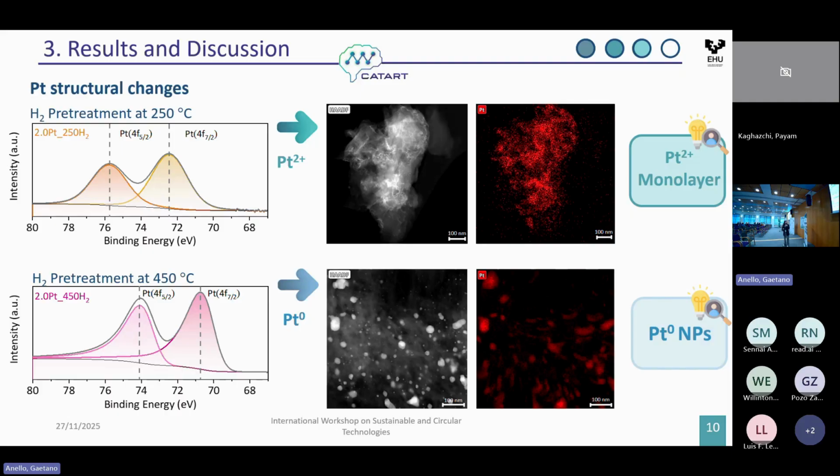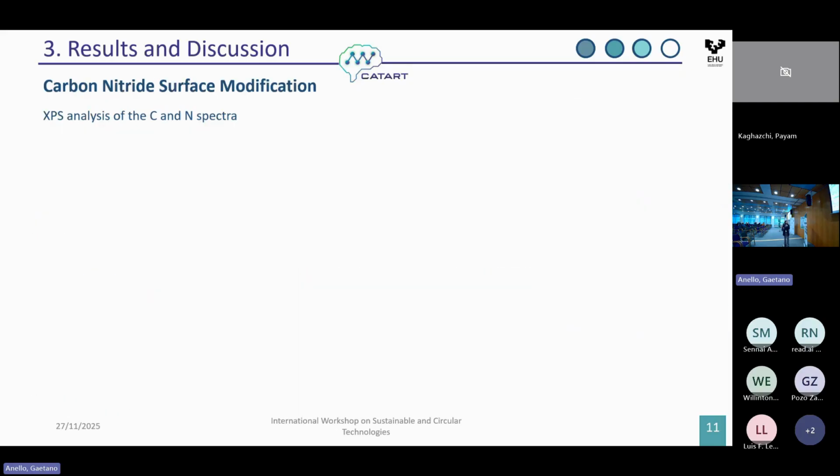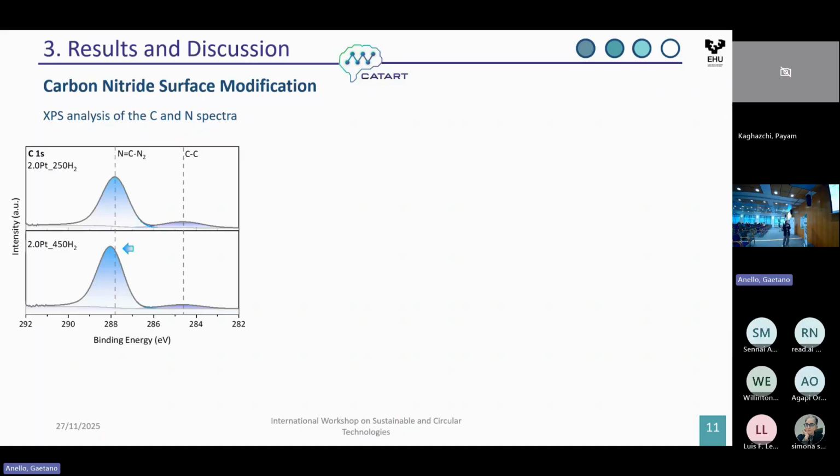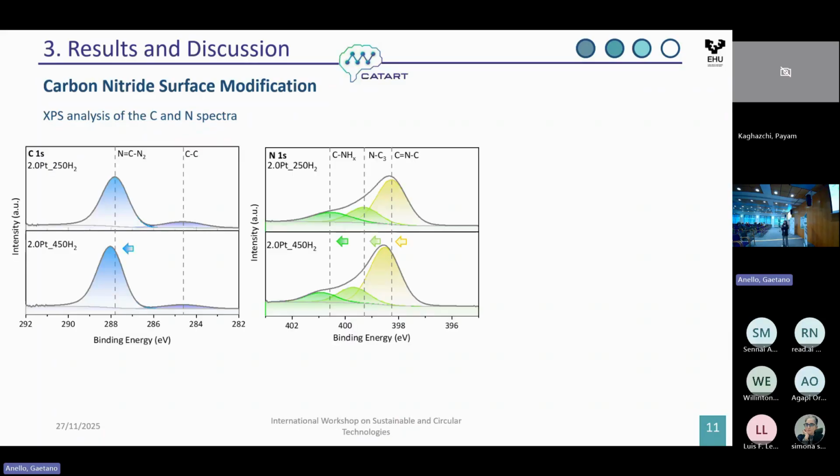So now we know that we have platinum +2 and also platinum nanoparticles, but we were also wondering if the carbon nitride gets affected somehow. So we decided also to make an XPS analysis of the carbon and nitrogen spectra. And we saw that when we were treating at higher temperature, the carbon and nitrogen binding energy was shifting to higher binding energies. This means that there is a modification of the structure of the carbon nitride.